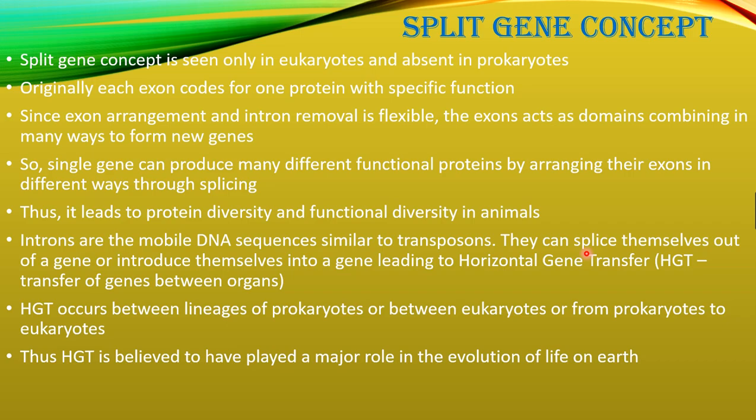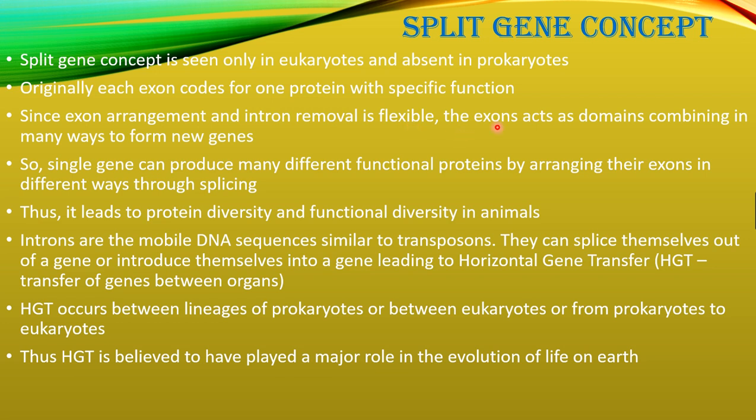In eukaryotes. And one more important concept is the split gene concept, which occurs in eukaryotes and is absent in prokaryotes. Each exon codes for one protein with a particular function. Intron is non-coding and not needed. Each exon can be arranged continuously, and what is removed in between? The intron is removed.